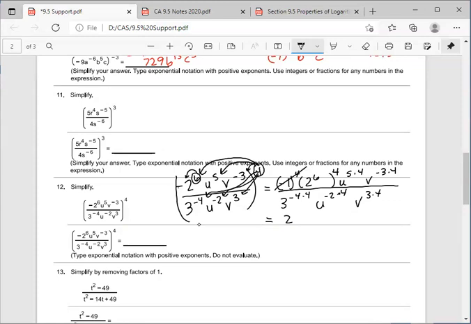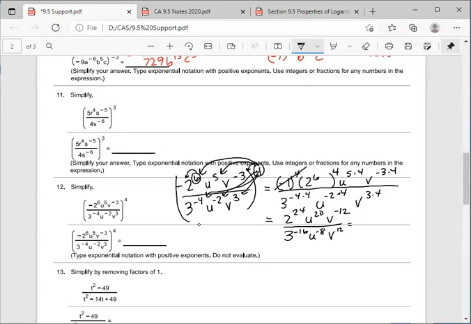Then we've got 2 to the 6 times 4, which is 24. We've got u to the 20th, 5 times 4 is 20, v to the negative 12, over 3 to the negative 4 times 4 is negative 16. U to the negative 2 times 4 is negative 8. V to the 3 times 4 is 12. Okay, this is the part where we start sorting out where stuff goes.